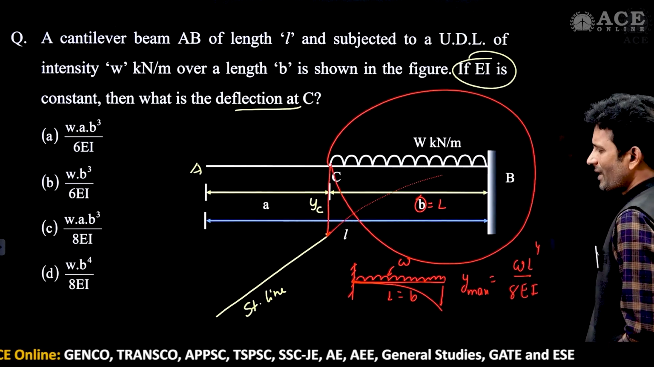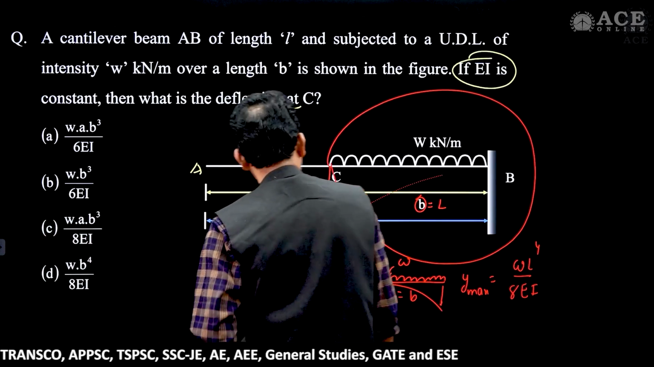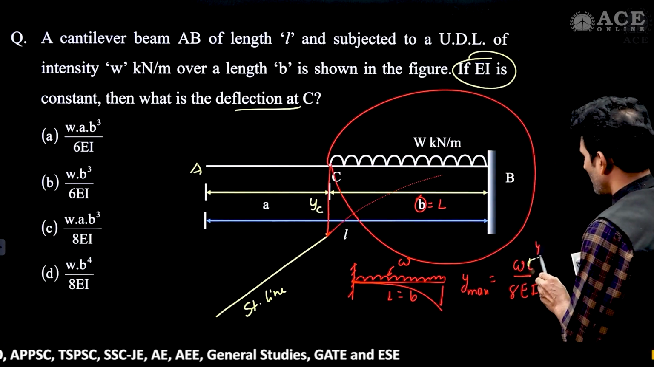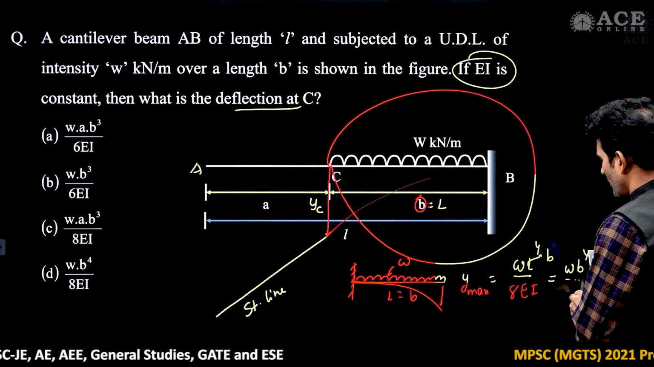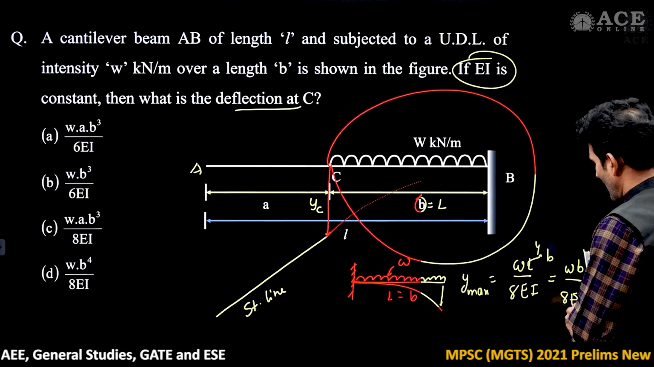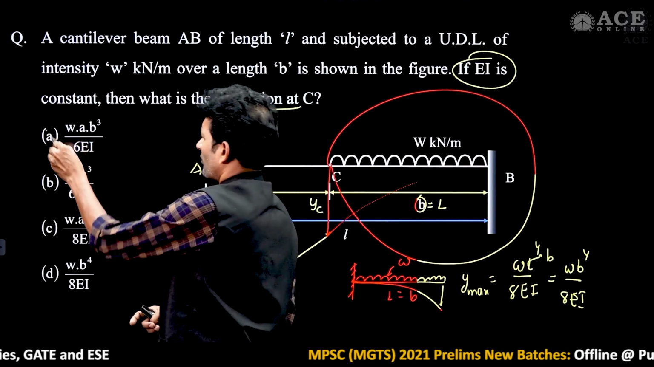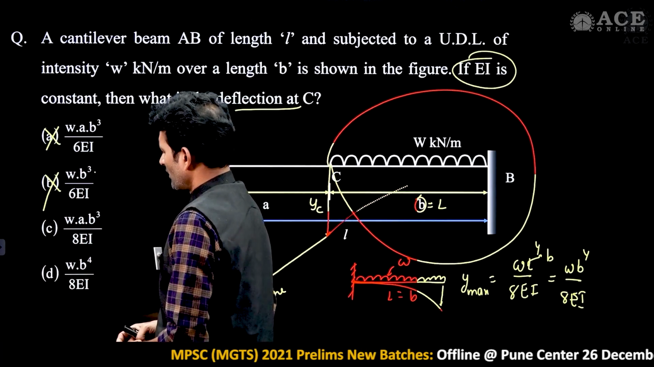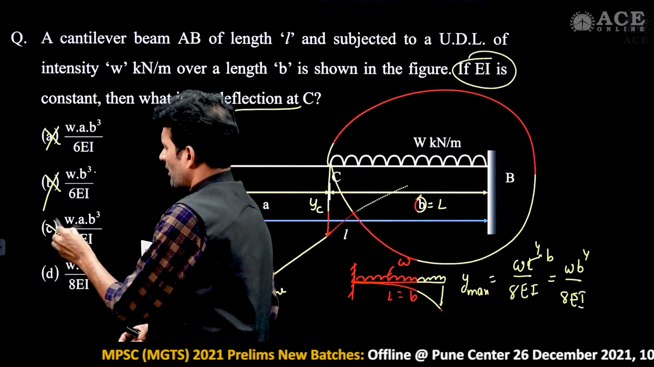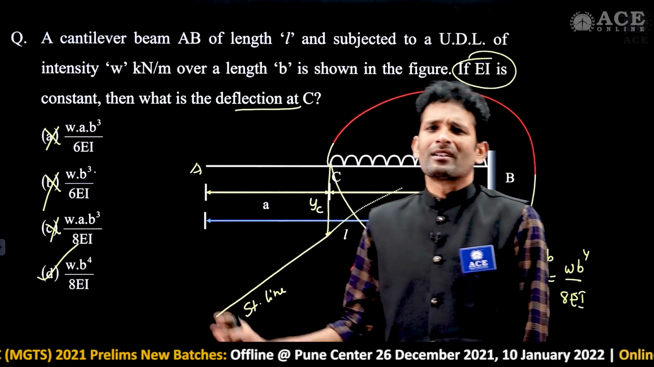What is the L value? In this case, L value is B. Just in place of L, you can take B. Then it is omega B raised to 4 divided by 8 EI. This is a standard case we are having. Look at the options. This is wrong. Here B cube by 6, this is also wrong. Here 8EI is there, but the numerator is wrong. Now look at here. Option D is correct. This is a standard case.